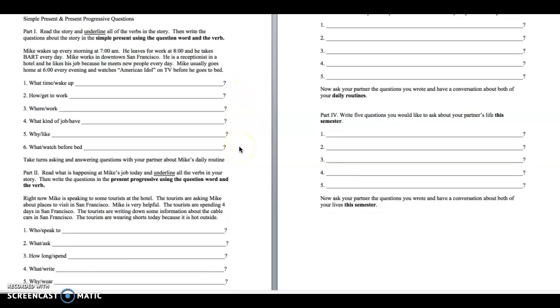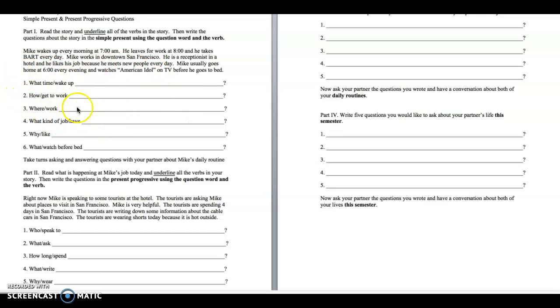We checked those questions just to make sure everybody got them right. So after they wrote the questions with their partner, I called on the students and wrote the correct questions on the screen so everybody could see them. And then they had to take turns asking and answering the questions with their partner about Mike's daily routine. I told them that they had to focus on saying their third person singular S sounds at the end of each word. So Mike wakes up every morning at 7 a.m. and he works as a hotel receptionist.